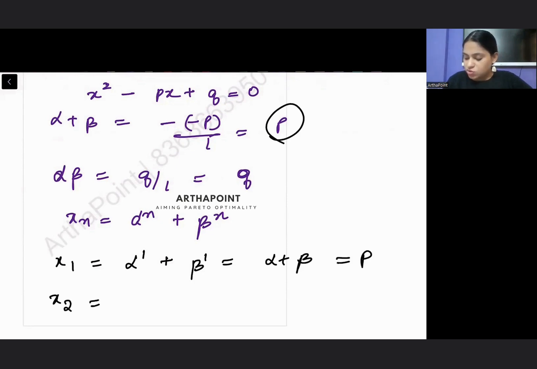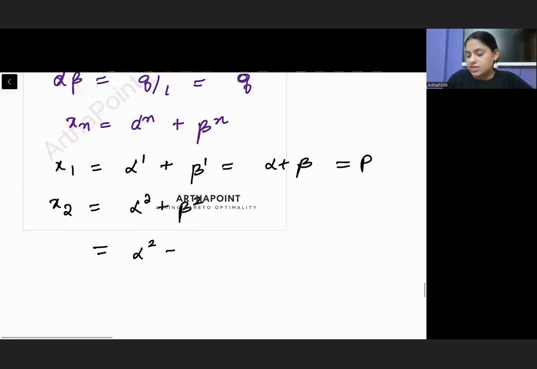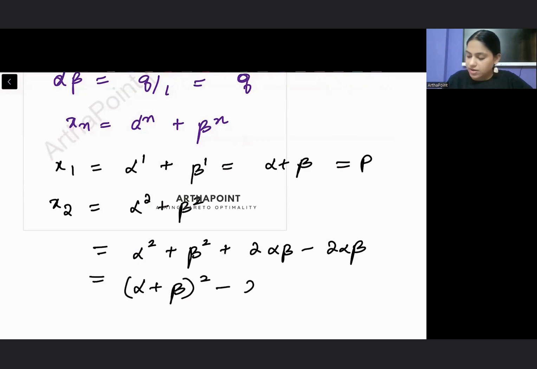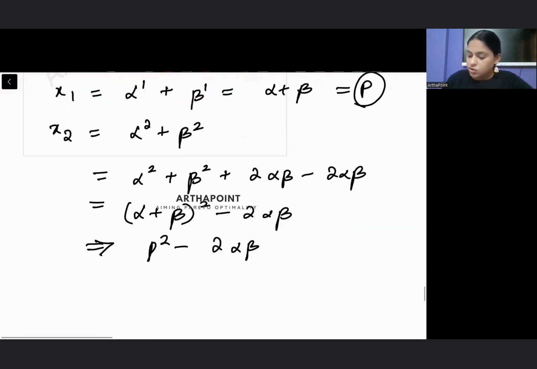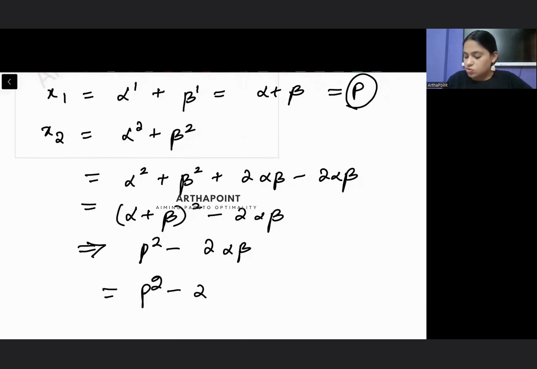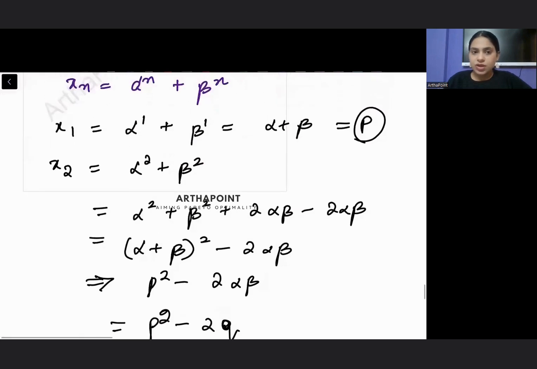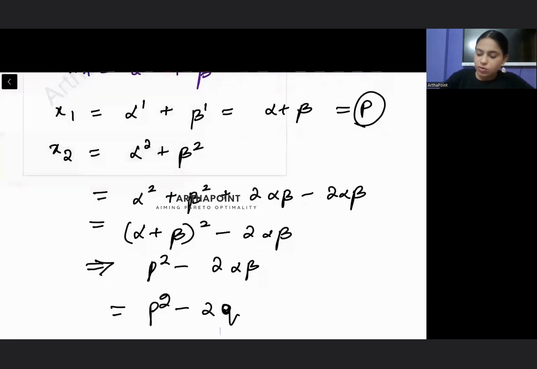Now, if I find out x2, it is going to be alpha to the power 2 plus beta to the power 2. So I can write this as alpha squared plus beta squared plus 2 alpha beta minus 2 alpha beta. I can add and subtract 2 alpha beta from it. So this is going to give me alpha plus beta whole square minus 2 alpha beta. And alpha plus beta is p, so p square minus 2 alpha beta. So this is going to be p square minus 2q.